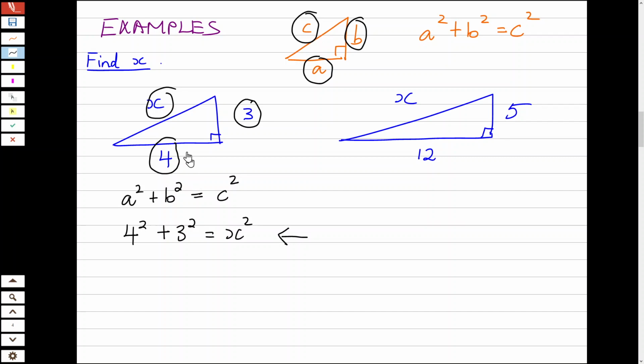Well, my goal here is to find an unknown side. I don't know how long this third side is. That's why I've called it x. If I have all three sides, there's nothing to do. Make sense? Okay.